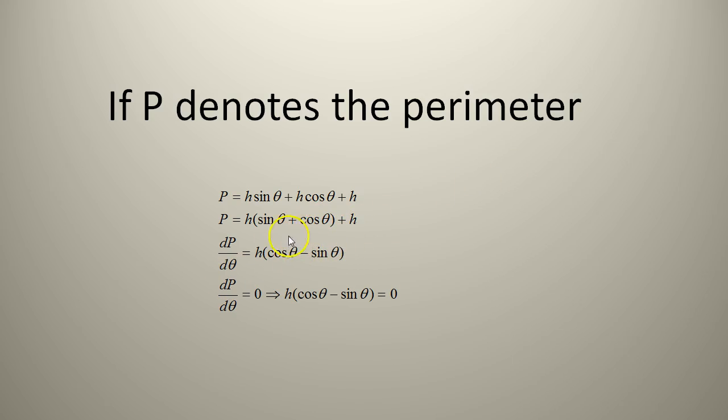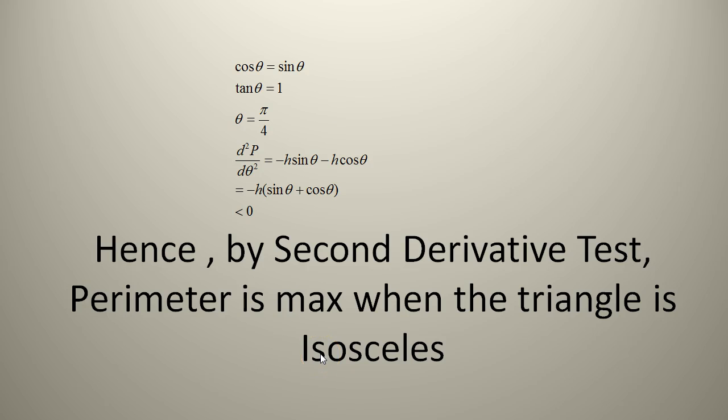plus h. Taking the derivative with respect to theta, because h is the hypotenuse which is constant, derivative of h becomes 0. So derivative of sin theta is cos theta, derivative of cos theta is minus sin theta. So dp by d theta becomes h into cos theta minus sin theta. Equating dp by d theta to 0, you get h into cos theta minus sin theta is 0. That means cos theta equal to sin theta, or dividing by cos theta you get tan theta equal to 1. Tan theta equal to 1 means theta is pi by 4.